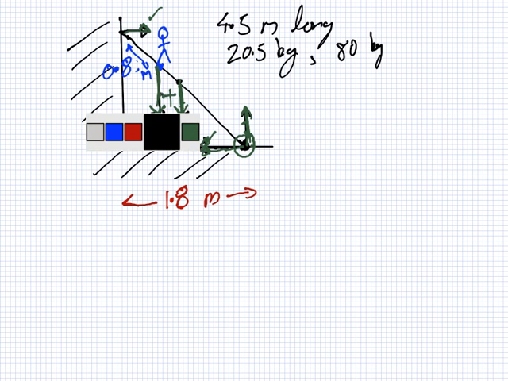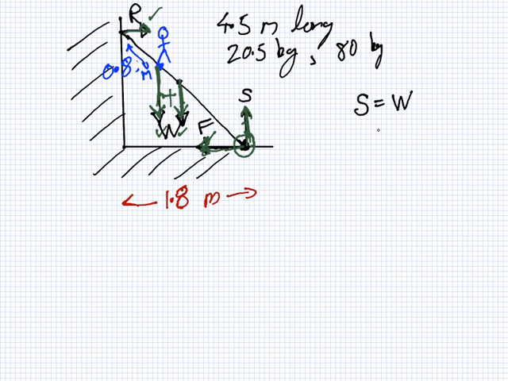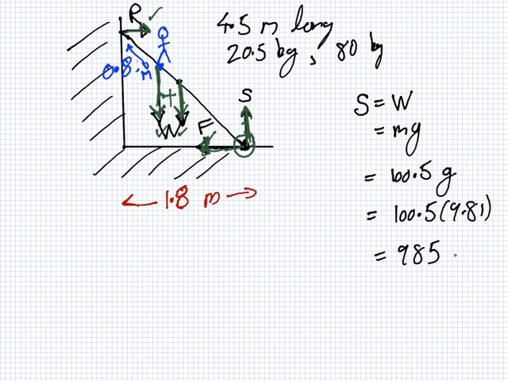You have it done already? Great. So, we'll call this one F, and we'll call this one S. And these two, we'll call them together W. You know that S going up should equal W going down, which equals mg going down. The total mass is 100.5 kg. So 100.5 times 9.81, what would that be? 986 newtons is the S.